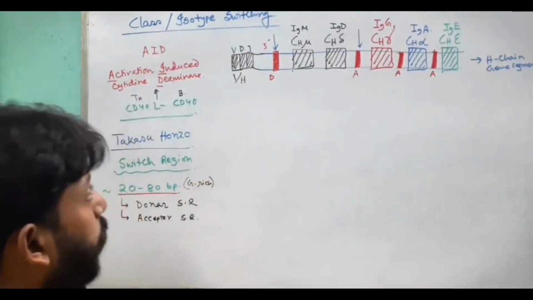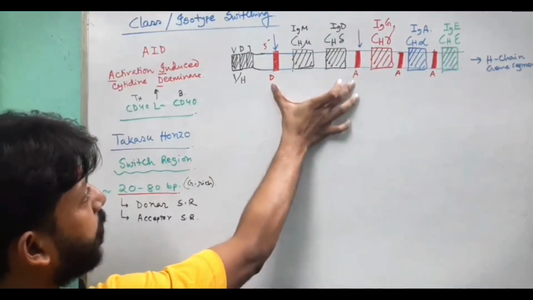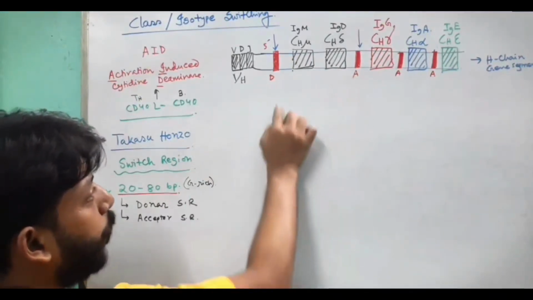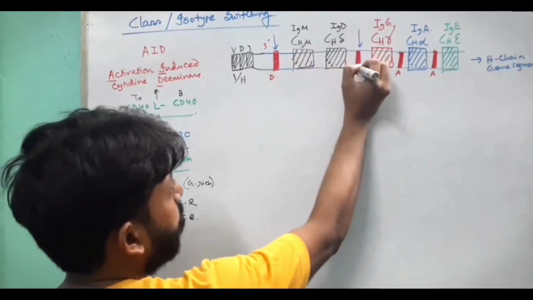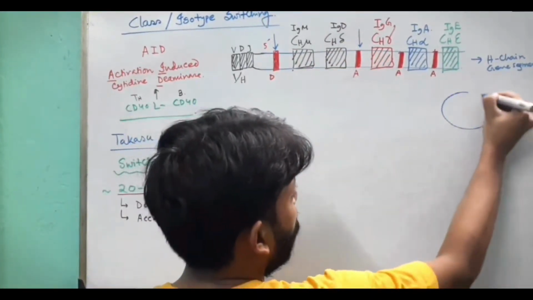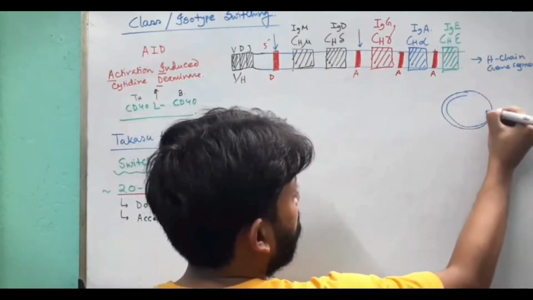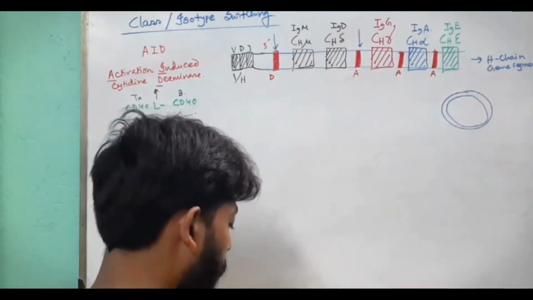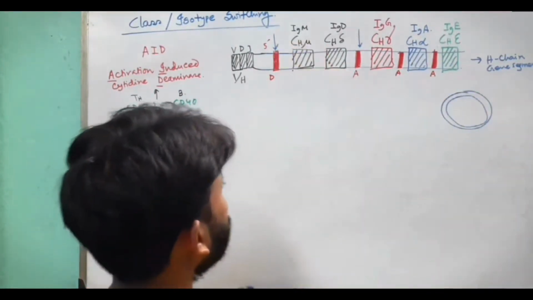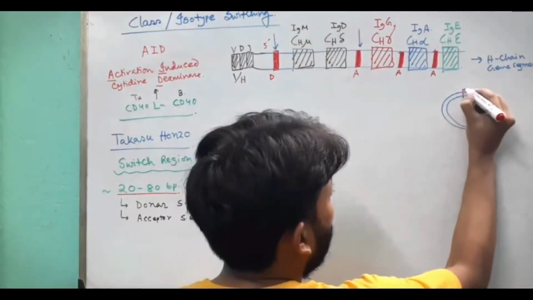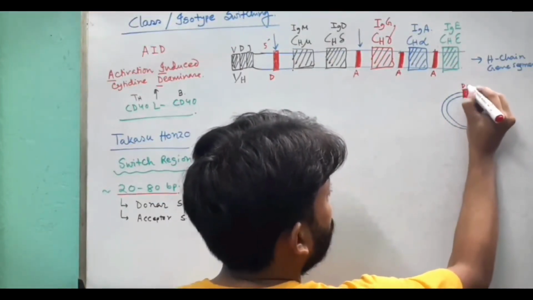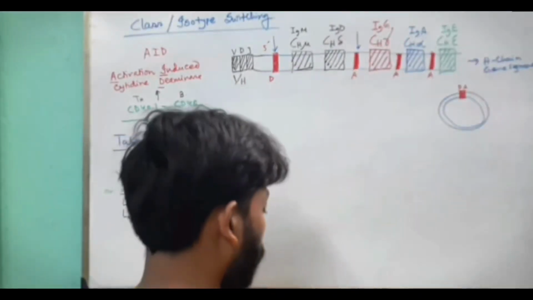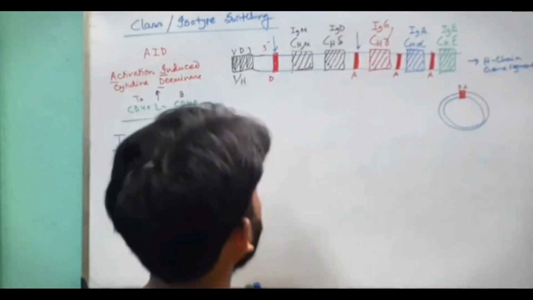So a double strand break will occur, and this intermediate region will form a circular domain. Here will be a double strand break, and here will be a double strand break, and the DNA segment will become like this. Let's assume this is the intermediate DNA segment, and this is the donor half segment, and the acceptor half segment will bind with each other.